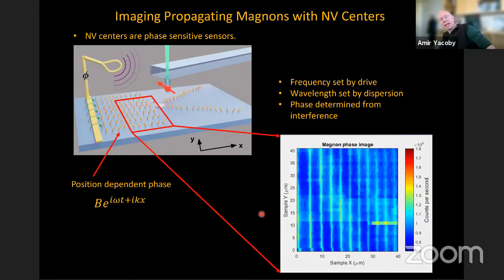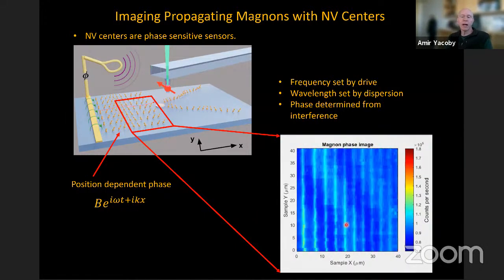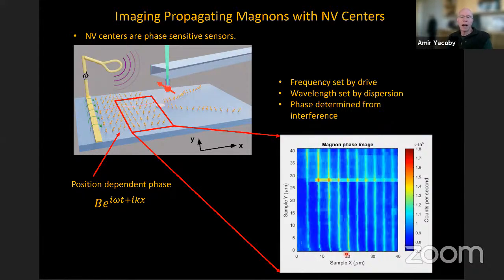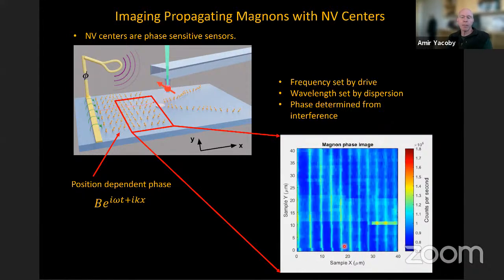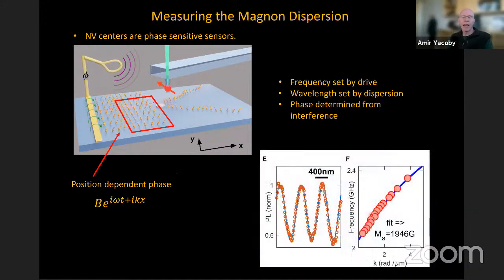And again, I emphasize these are propagating waves. So if you look here, what you're seeing is now exactly these propagating waves. Their wavelength in this particular example is a few microns, and we are now able to go down to several hundred nanometers.